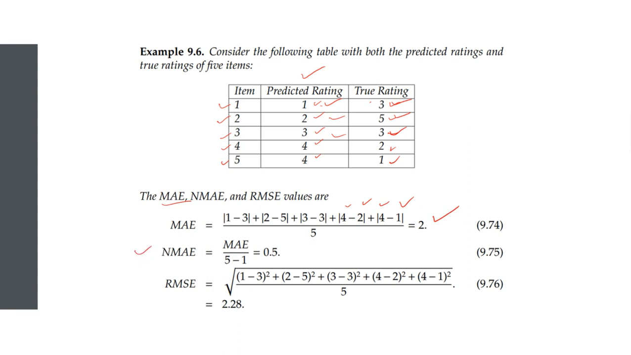Then the normalized MAE is equal to 2 upon (5 minus 1). So we are getting 0.5, and the root mean square error is equal to the square root of, we have to take (1 minus 3) square plus (2 minus 5) square plus (3 minus 3) square plus (4 minus 2) square plus (4 minus 1) square, divided by 5. So we are getting 2.28. So in this way we can calculate all the three values: MAE, NMAE and RMSE.